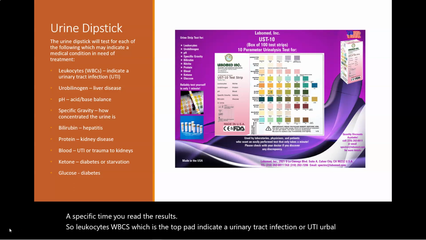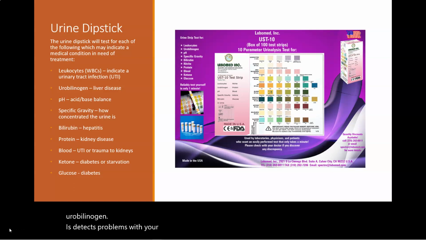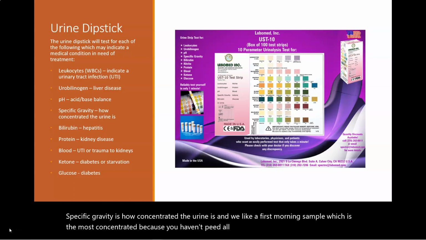Urobilinogen detects problems with your liver. pH gives an idea of the acid-base balance in your body. Specific gravity is how concentrated the urine is. And we like a first morning sample, which is the most concentrated because you haven't peed all night, well, hopefully, and we can get the most accurate results.